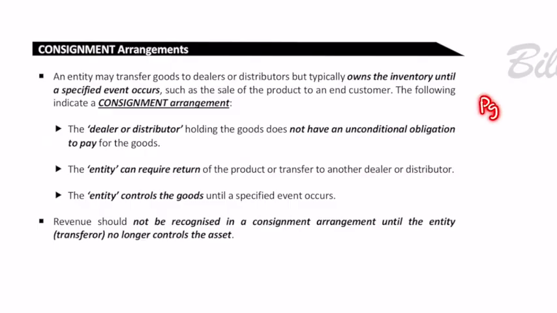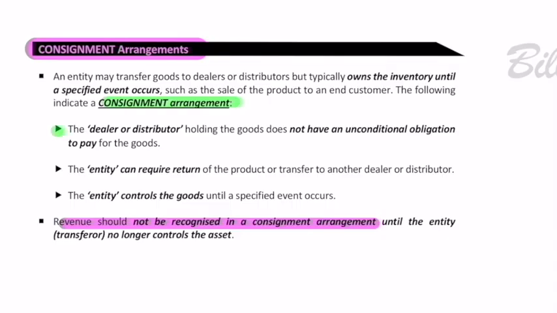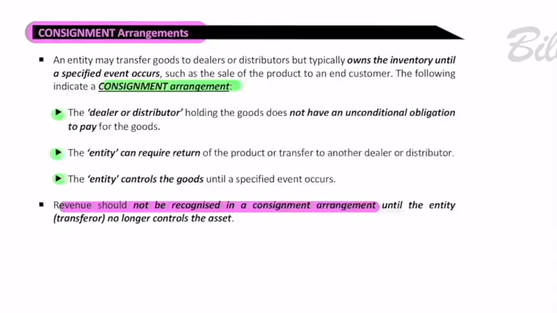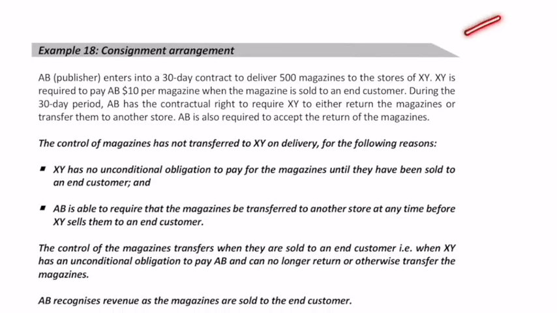Please refer to page 853. For a consignment arrangement under IFRS 15, revenue should not be recognized because control is not transferred. These are the factors to indicate that it's a consignment arrangement. You may want to refer to example 18 on your own.